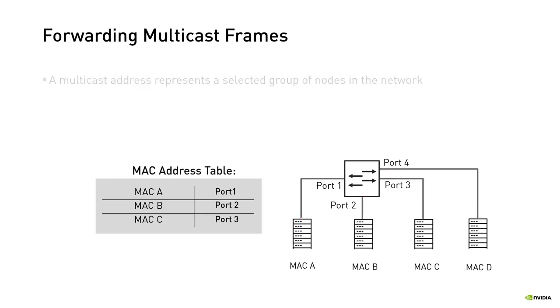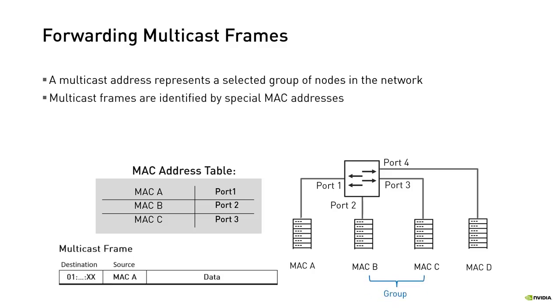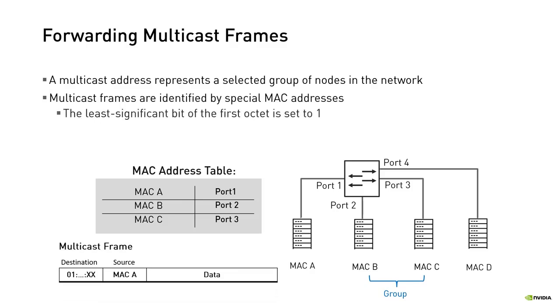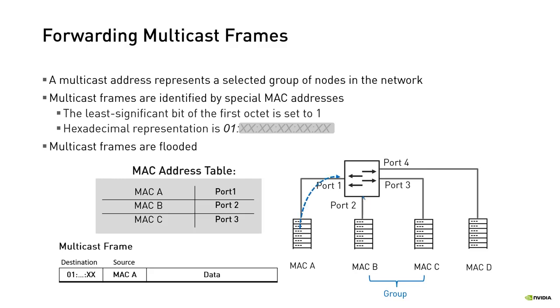A multicast address represents a selected group of destinations in the network. Multicast frames are identified by special MAC addresses, where the least significant bit of the first octet is set to 1. Traditionally, Ethernet switches don't have the logic to forward multicast frames to the designated group members, hence they are flooded.